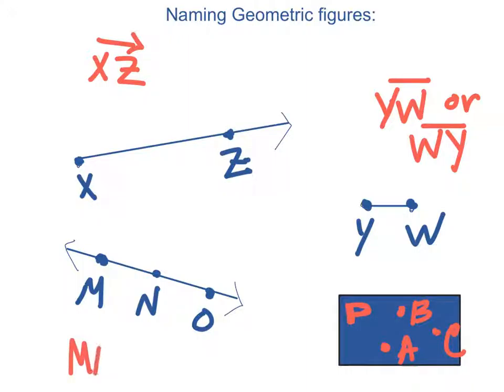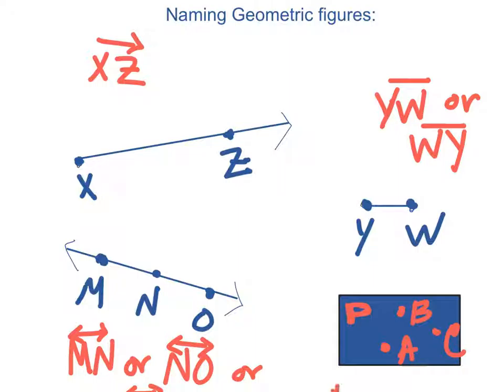I have MN, and then you put a little line symbol. You could do NO. You could do OM. And I could keep going. Just 2 points, any order.